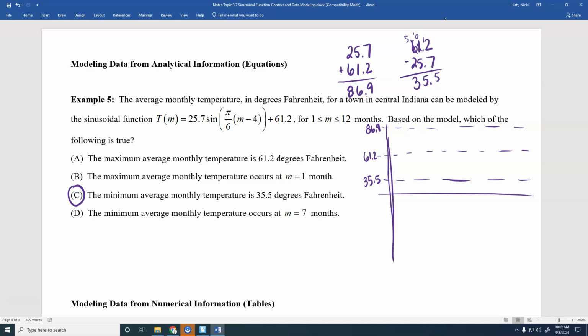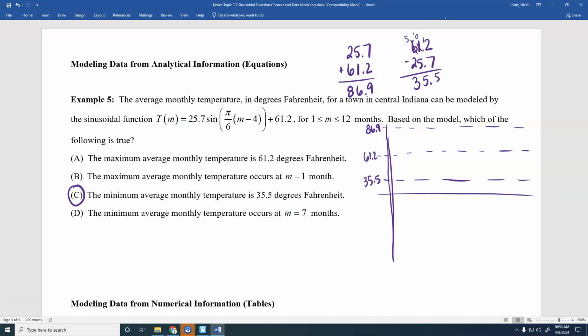The maximum occurring at month 1, we would have to think about plugging in a number for this. It would be a lot more difficult, but we feel pretty confident on C, so that's probably not going to be right. The minimum average temperature occurring at 7 months would have to deal with the shifts that we would be dealing with. Maybe we should look at that though.